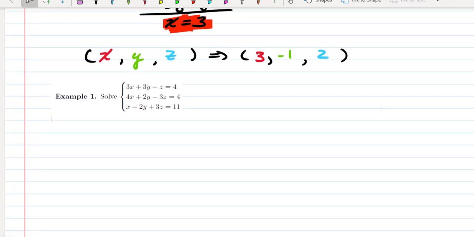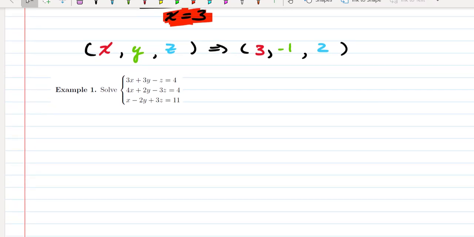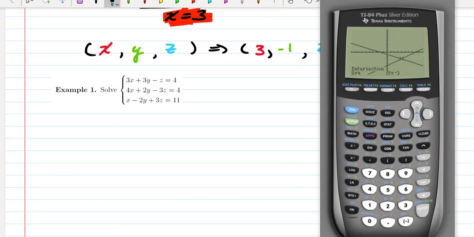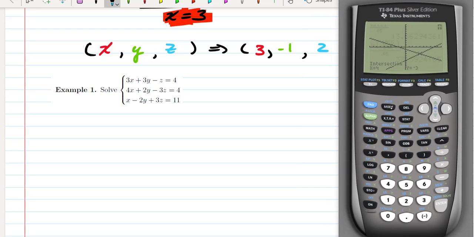So let's just verify really quick that this is indeed a solution. Because if this is a solution, if I plug that in for x, y, and z in each of these three equations, I should get something that's true, right? So if I turn on my calculator and give this a shot, if I go 3 times 3 plus 3 times my y, which is negative 1, not plus, minus z, which is 2, when I press enter, I should get 4. And indeed I do. So that checks equation 1.